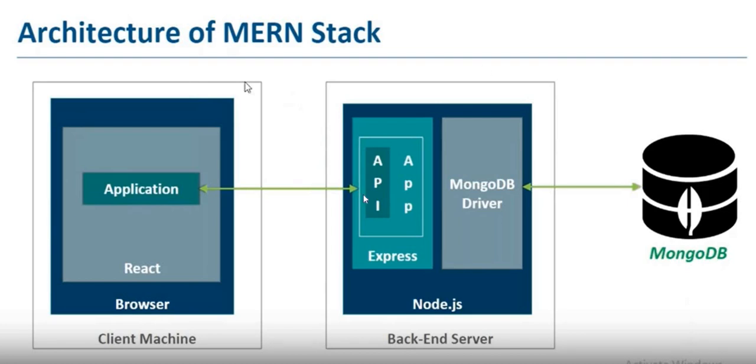Generally we have a front end, a back end, and a database. In the front end, we will be building the application with the help of ReactJS, and it will be working on the browser. Generally, the front end works on the browser, and it is used by the client side. It is also called a client machine.